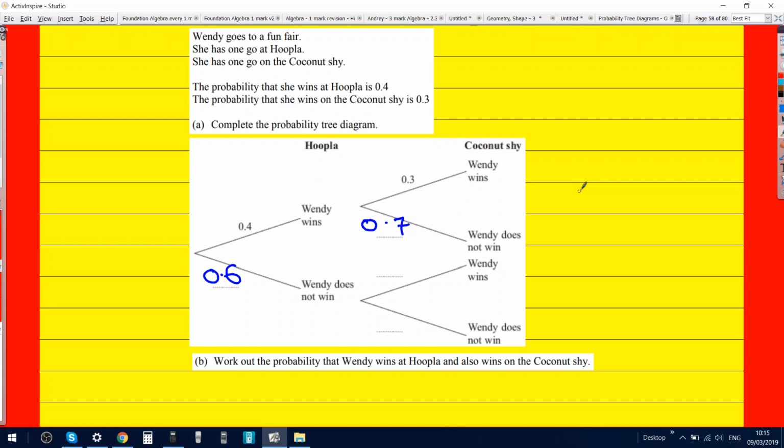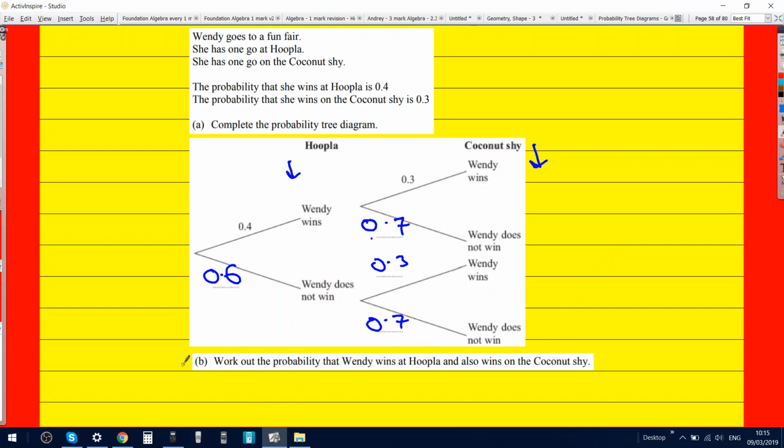The probability she wins at Hoopla. I'm not sure. Would it be 0.4 and 0.6 for the coconut shy when Wendy does not win but wins on coconut shy? So this one is Hoopla. Yeah. This one is coconut shy. Oh, so would they be the same? So it'd be 0.3 and 0.7? Yeah.